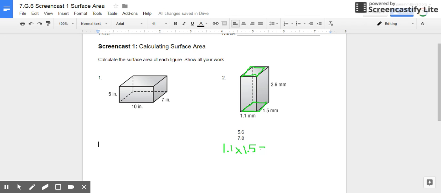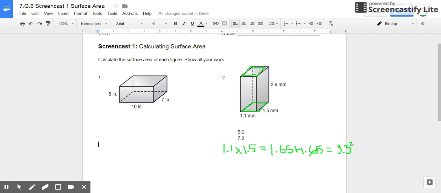So we're going to go ahead and multiply those together. So 1.1 times 1.5, we get 1.65. And remember, we're just doing length times width. So that's going to give us the area of our one rectangle on the bottom, but the top has the same area. So we're going to add 1.65 again. Or we can do 1.65 times 2. We'll get to the same answer. So we get 3.3 millimeters squared.